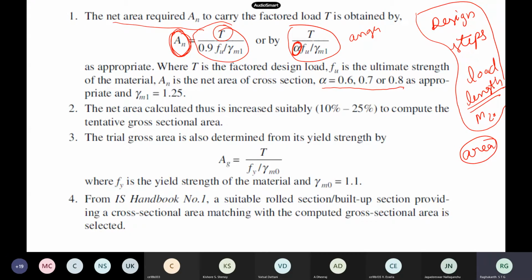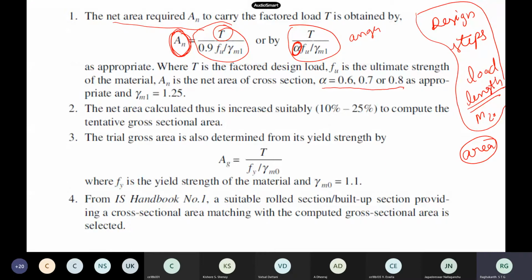Sir, K4. Excellent, K4. But what is K4? Shear lag factor. Shear lag factor. Okay, so this is a formula. This is used for angle sections, one leg connected, another leg not connected.